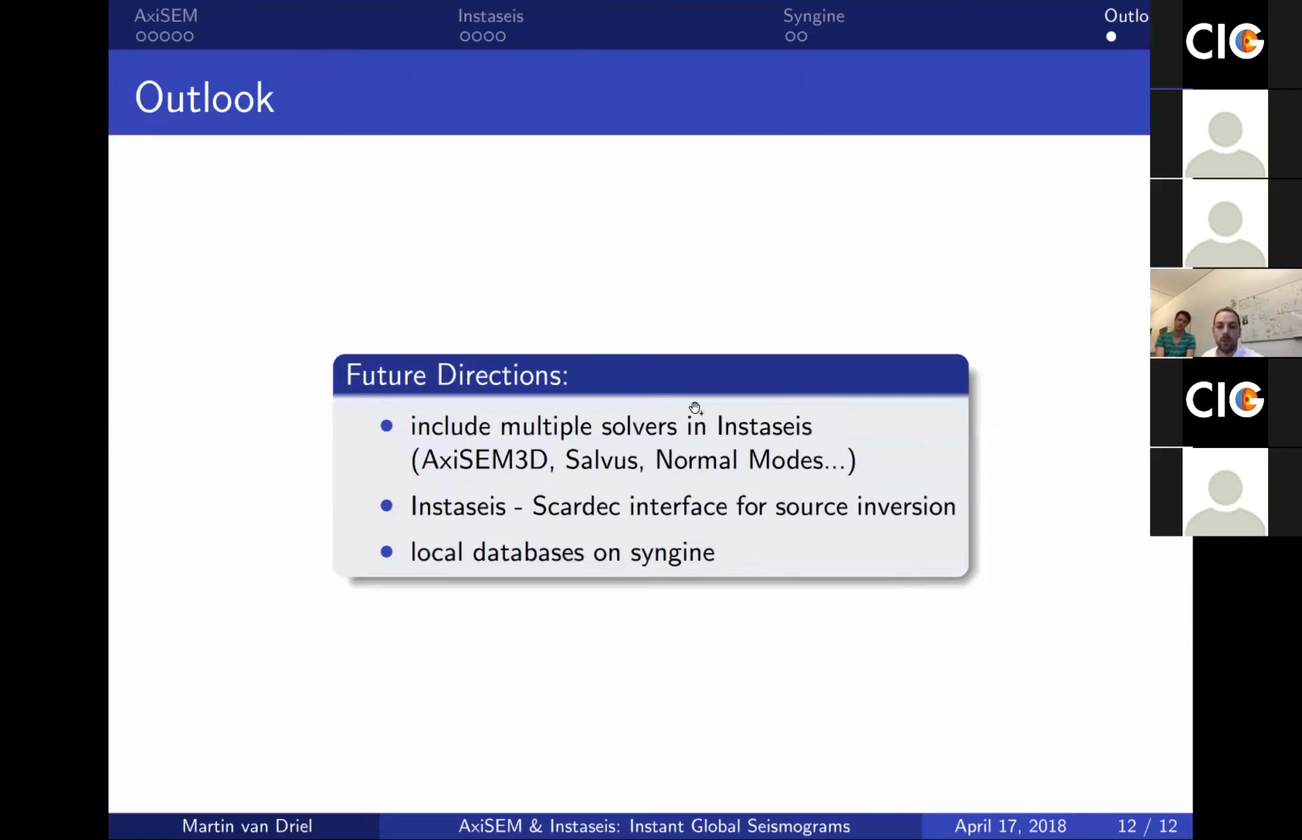For Instaseis, we also plan to directly use these CMTSOLUTION type input files, so you could directly use Instaseis with them. And what we haven't done yet is to establish these local scale databases on Syngine, so that these are also available without download. And with that, I want to hand over.